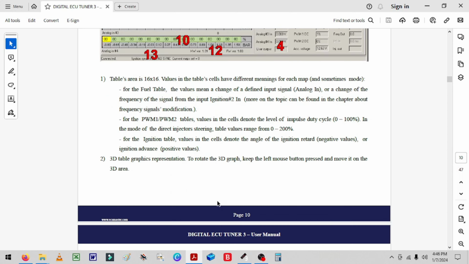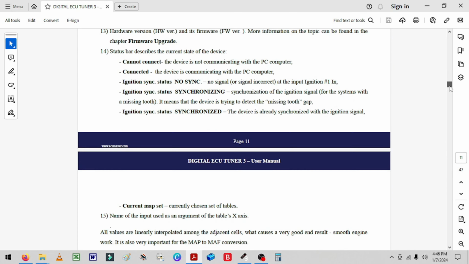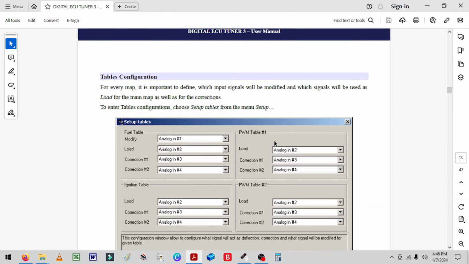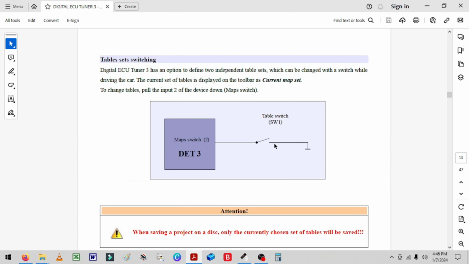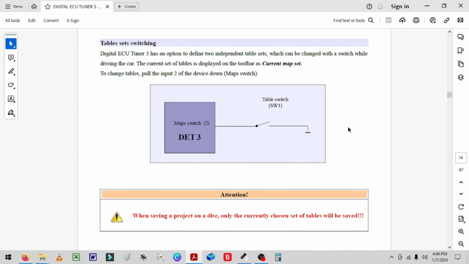Now, down here, it warns you that as you do that, let me see if I can get it to come up here. Be careful. When you save a project on a disk, only the currently chosen set of tables will be saved. And it means that, let's say you're in your 10-pound map, you're at idle, you feel you could use a little bit less fuel at idle. So real quick, you flip open your laptop, if it's not already, and you add a little fuel.